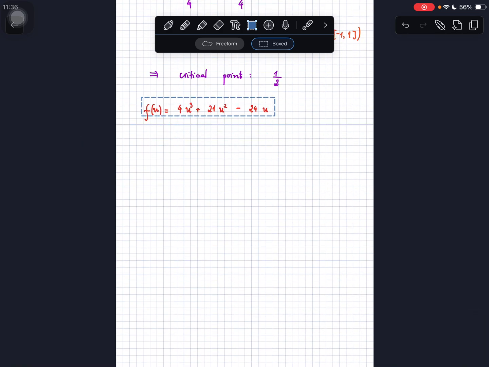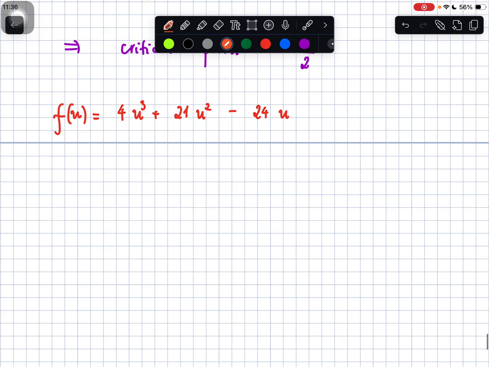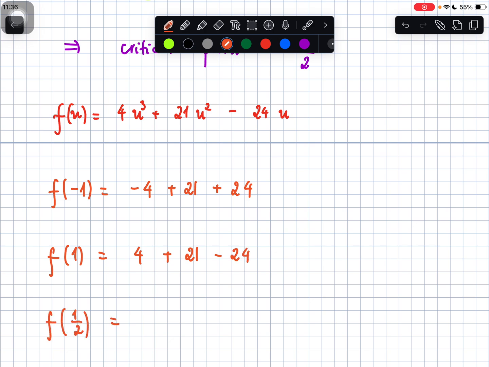F of u equal to this. F of minus 1: minus 4 plus 21 minus 24. F of 1: 4 plus 21 plus 24. F of 1/2: 4 times 1 over 8, plus 21 times 1 over 4, plus 24 times 1 over 2.